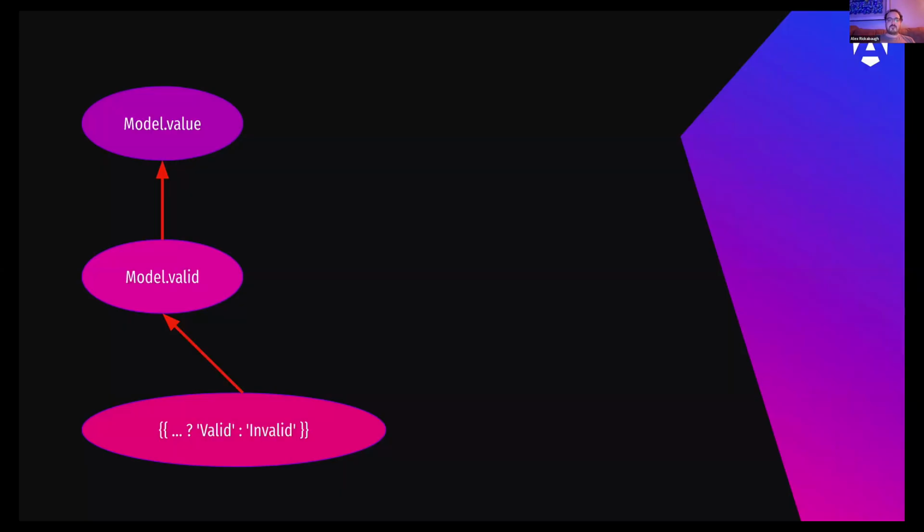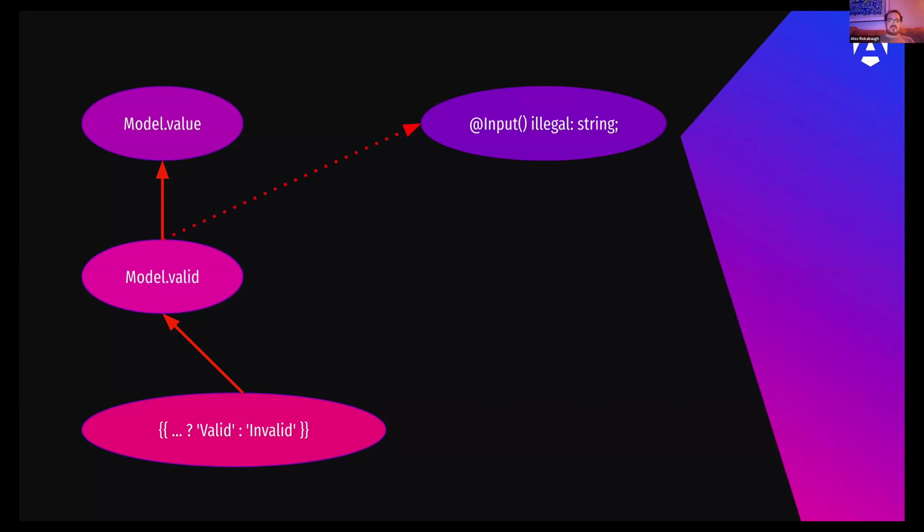What's going on here? If we try to draw out what we think the data flow looks like, we have a text binding for the validity status. That's the bubble at the bottom. And that's depending on the model.valid status, and the model.valid status is depending on the value, right? So far, so good. But there's actually a hidden dependency here, because the valid status is a getter that runs all of the validators. And one of the validators is reading the input of illegal characters on the illegal directive. And that makes our validity status sensitive to when this input is set.